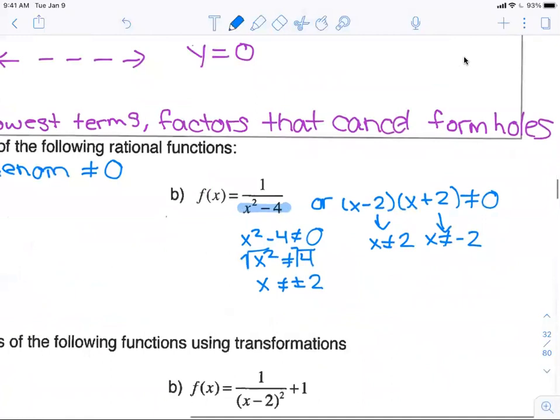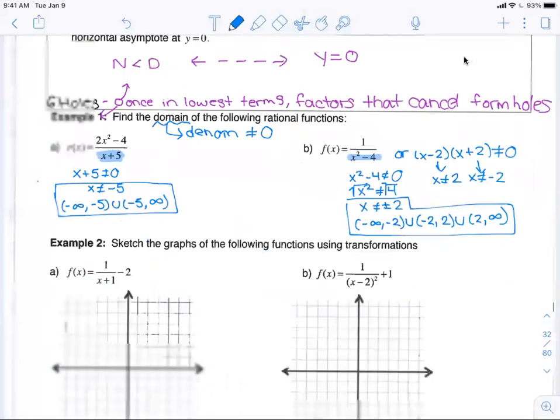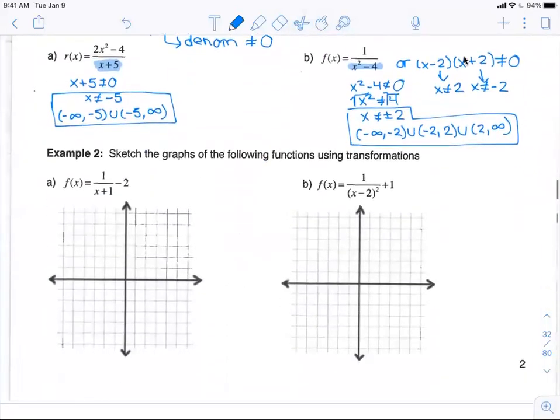So your answer, if you put it as an interval, would be negative infinity until negative 2, union negative 2 until 2, union 2 until infinity. Either of those, they mean the same thing, would be fine. It just depends what notation they want you to use.